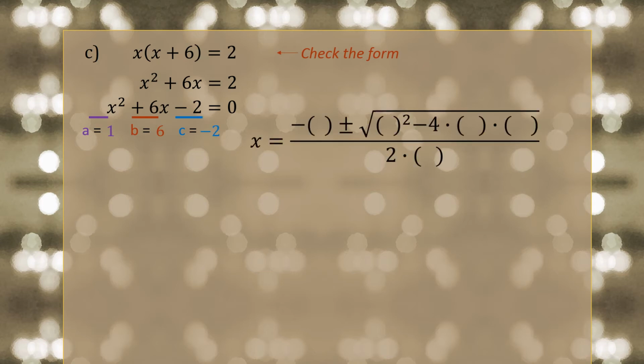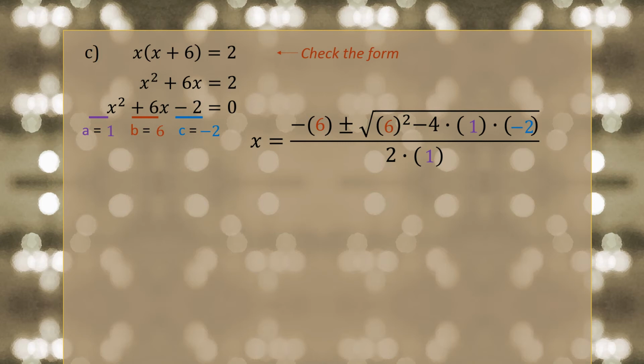Alright, now that we've identified the values, we carefully plug them in. Our b value is 6. A is 1. C is -2. So we have all the values plugged into the quadratic formula.